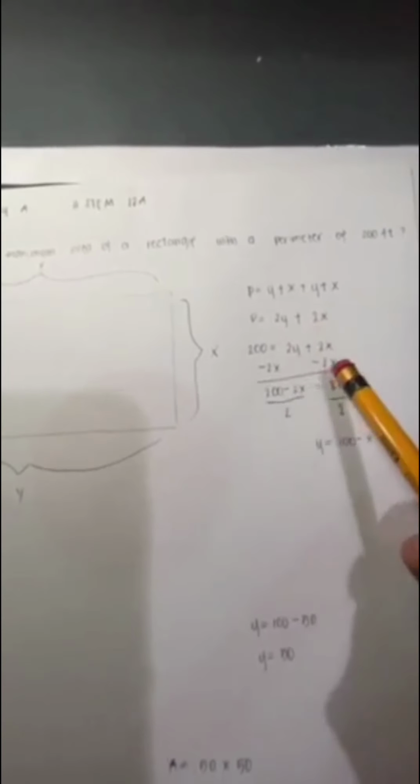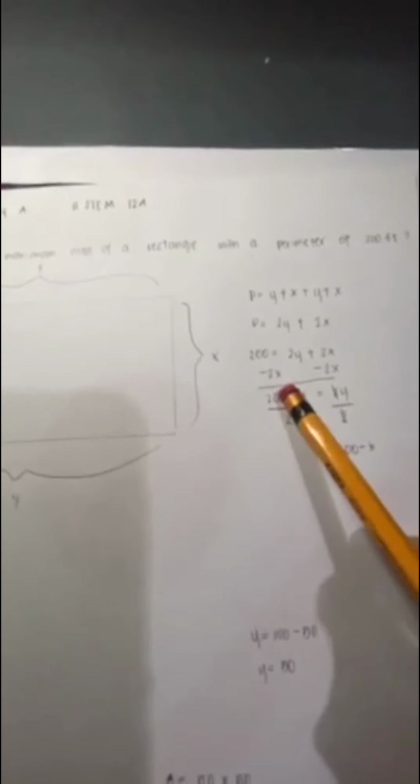The perimeter P is equal to y plus x plus y plus x. The next thing is to write P equals 2y plus 2x, since there are 2 y's and 2 x's. And the 200 feet is where we put it, so 200 equals 2y plus 2x. To isolate 2y, we subtract 2x from both sides.